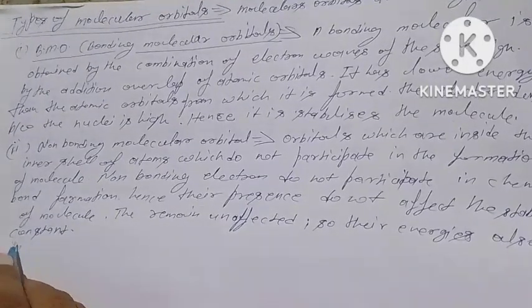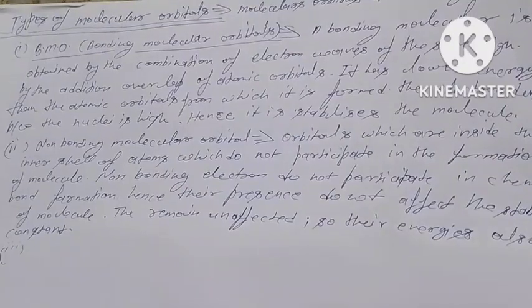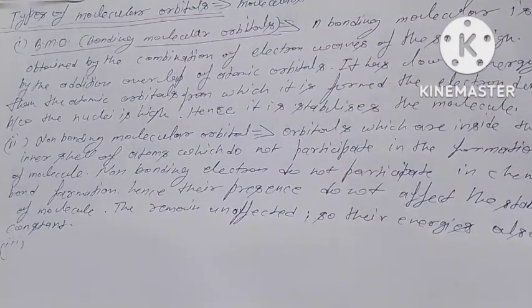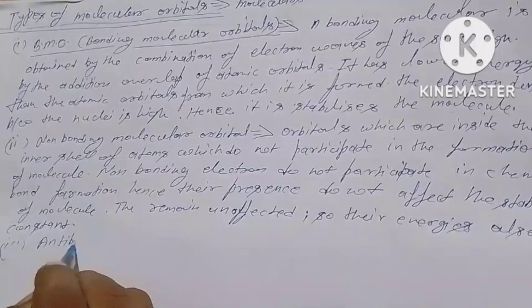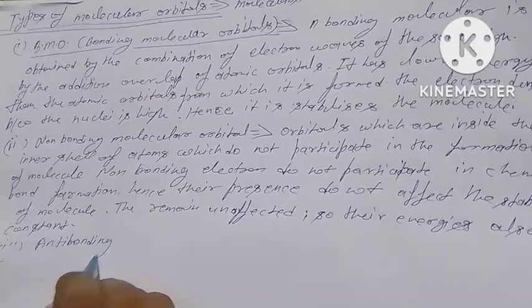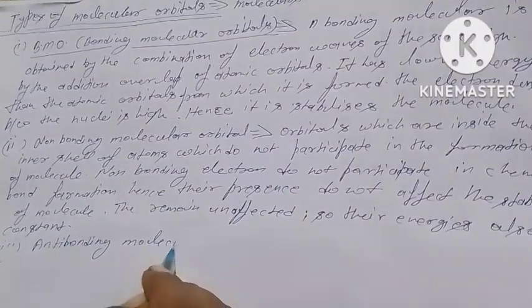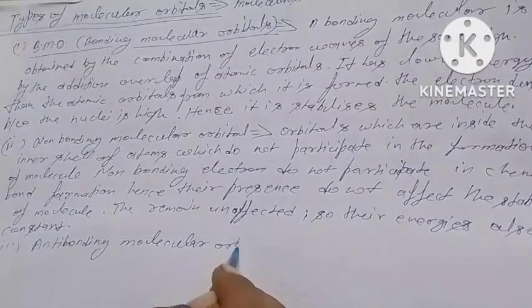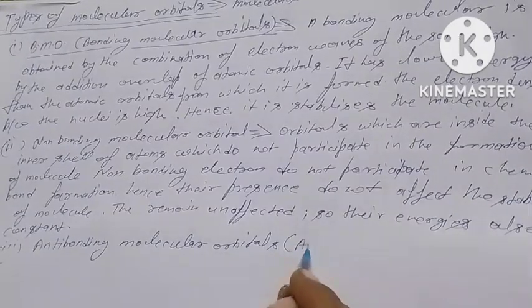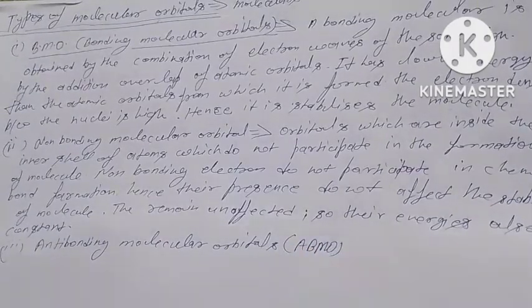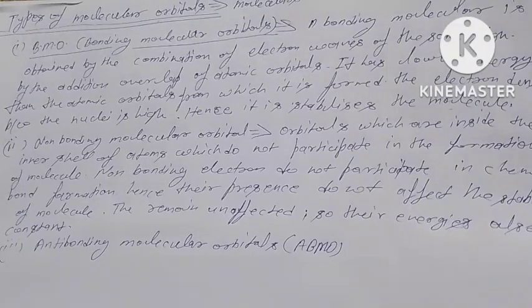Third point. Of the three types of molecular orbitals, the third is antibonding molecular orbitals, ABMO.